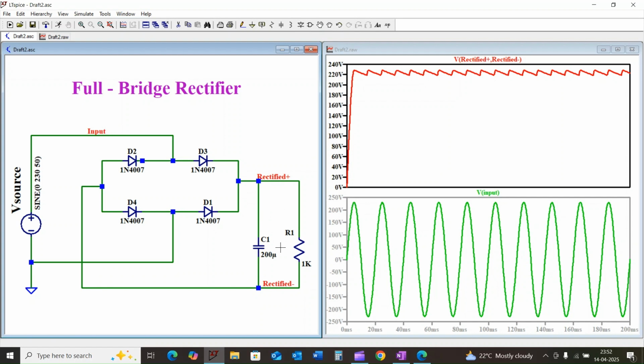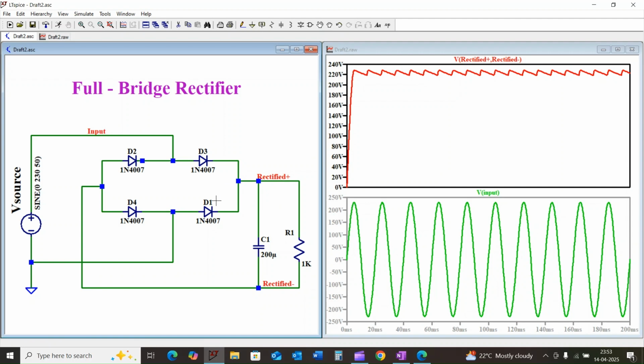So there you have it. We have successfully simulated a bridge rectifier circuit in LTSpice, and even added a filter capacitor to smooth out the DC output. This is a fundamental circuit in many electronic devices, and understanding how it works and how to simulate it is important.